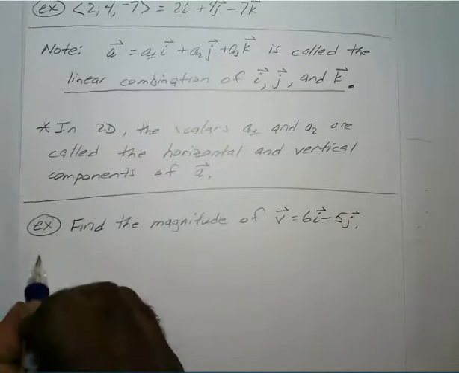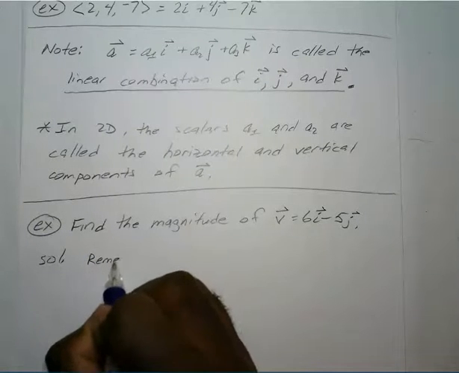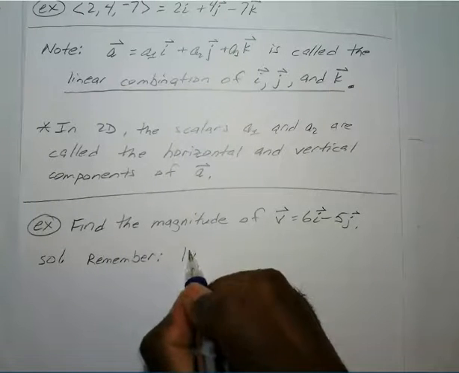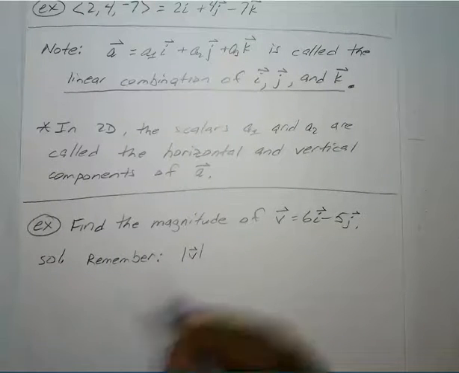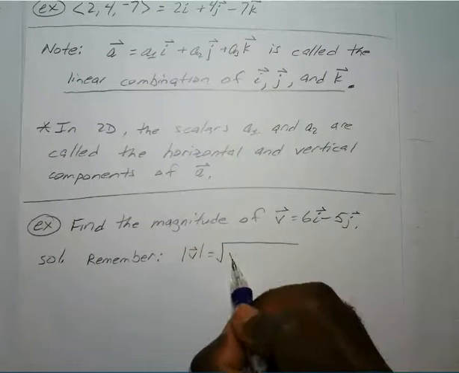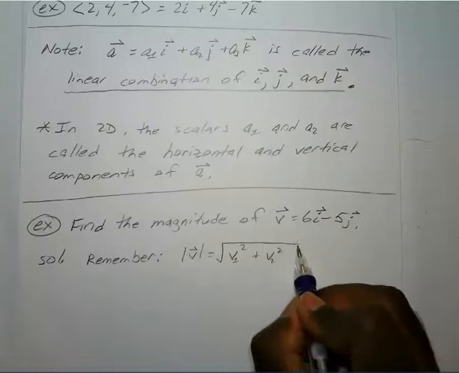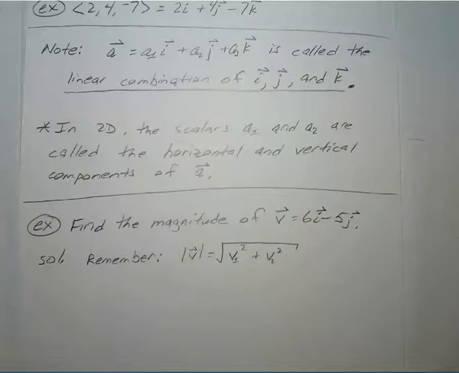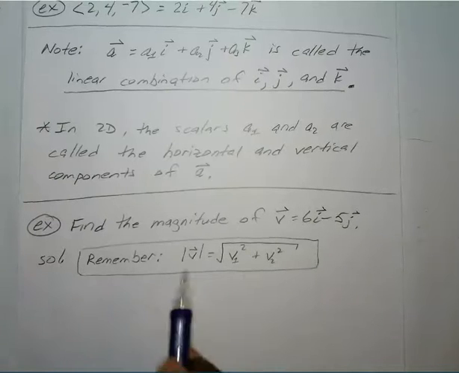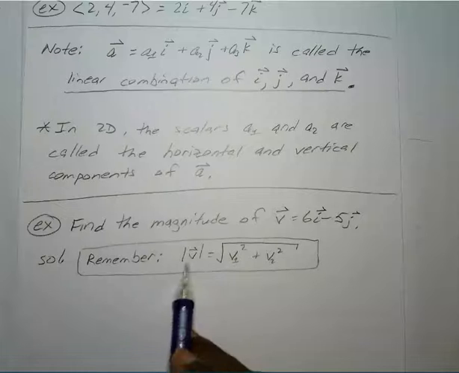All right. So to solve that one, we have to remember that the magnitude of v vector is equal to the square root of the first component squared plus the second component squared. Okay, so that's our formula. Remember, that is not absolute value. So try to remember that.